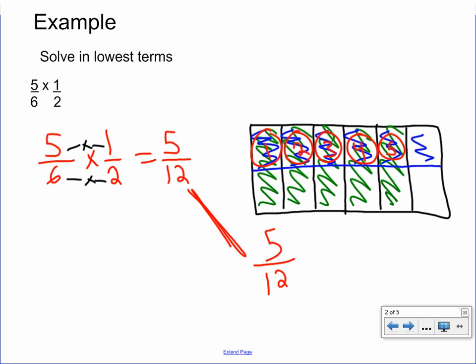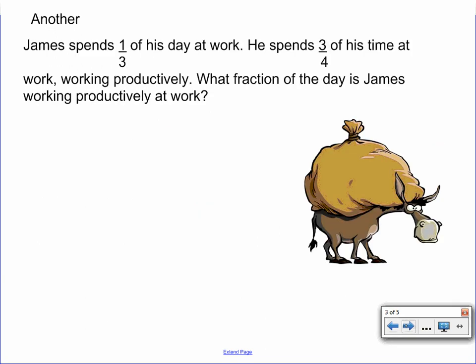Okay, let's try another example here. I think the next example is a word problem. Let's try it pictorially first, just so we get a better example. James spends 1/3 of his day at work. He spends 3/4 of his time at work working productively. What fraction of the day is James working productively at work?